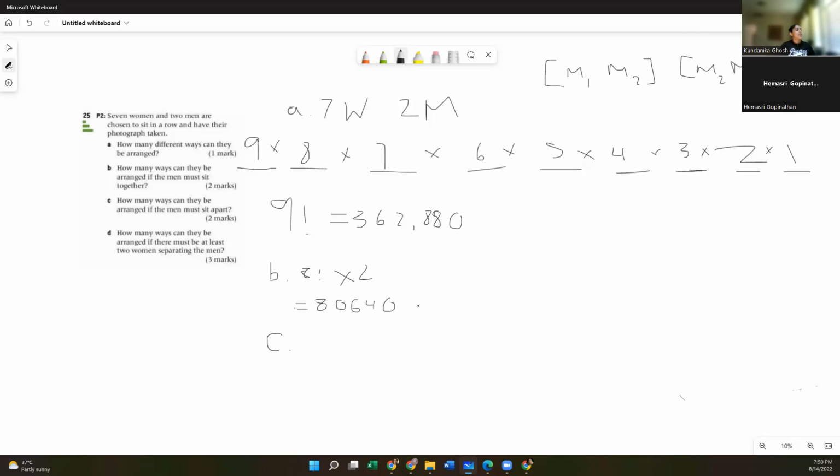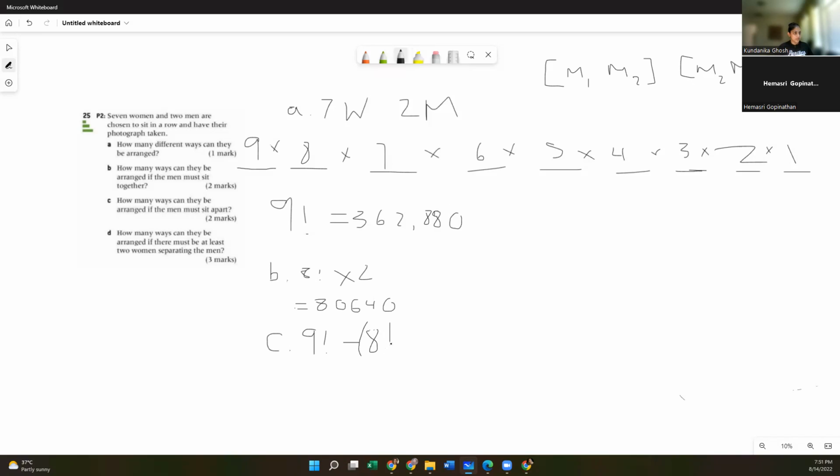Excuse me. Now, part C. How many ways can they be arranged if the men must sit apart? So now we have the total number of possibilities, and from that we're going to subtract every single possibility in which the men sit together. So we have 9 factorial minus 8 factorial times 2. Yeah, do you get how we got that? Yeah. Okay.